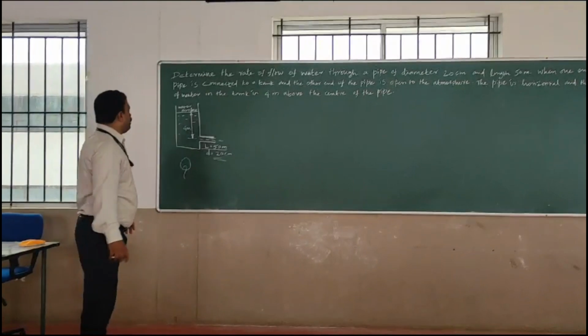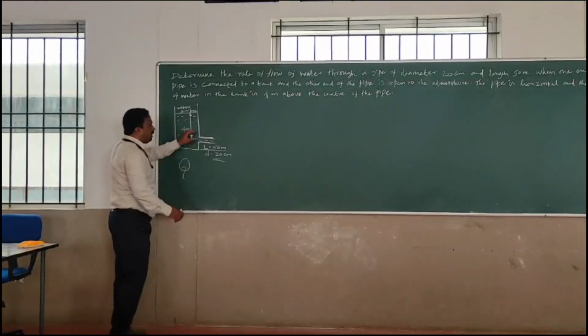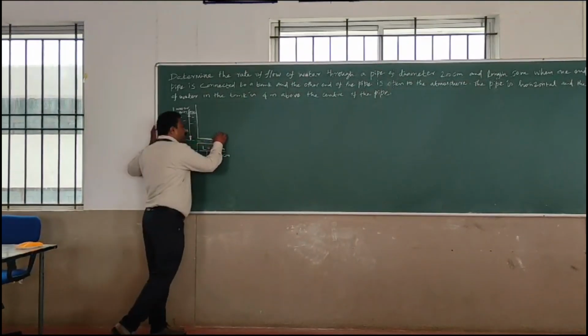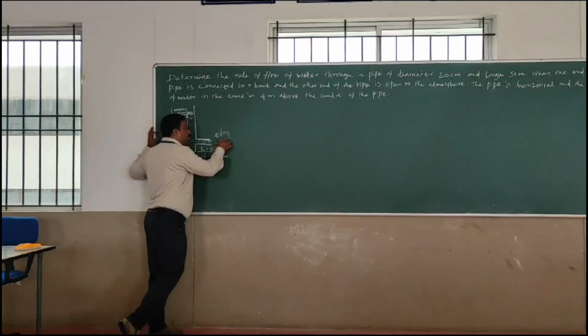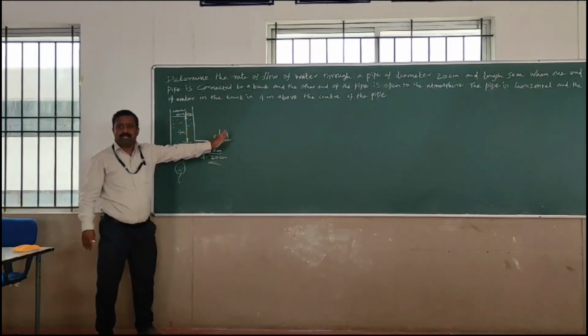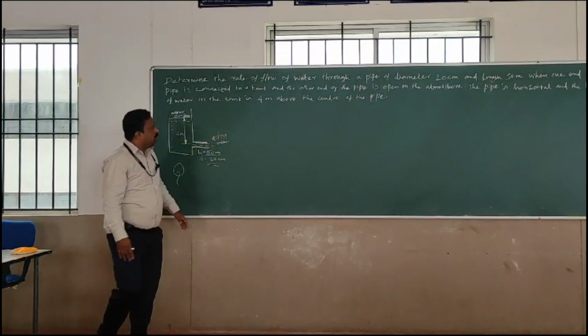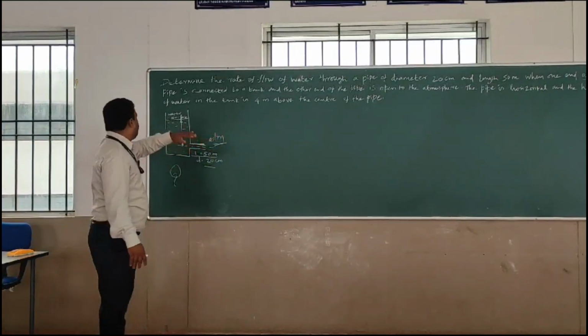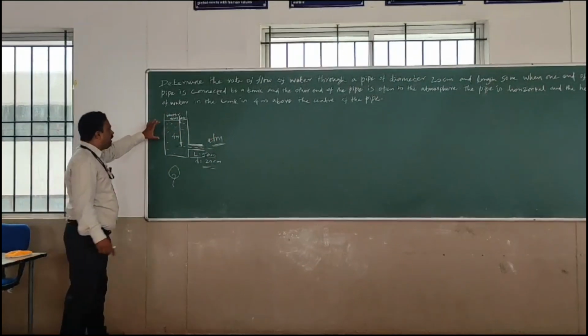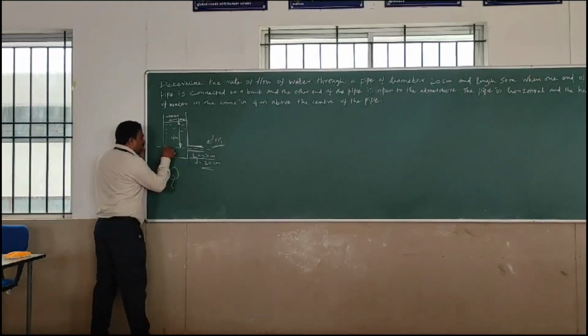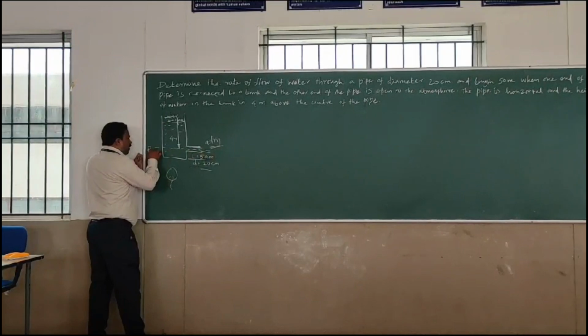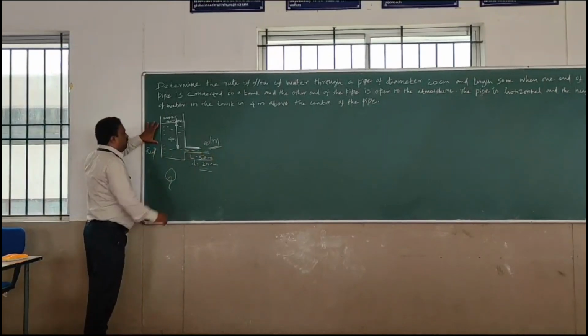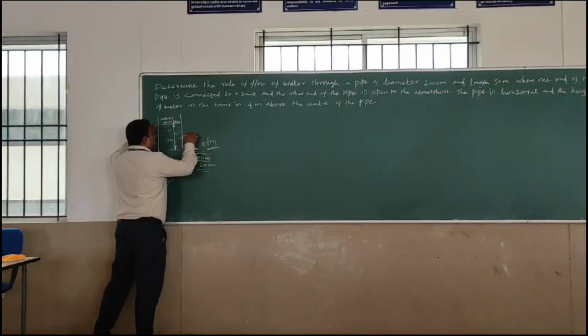One end of the pipe is connected to the tank and the other end is open to the atmosphere, so definitely it has to face the atmospheric pressure. The pipe is horizontal. The height of the tank is 4 meters above the center line of the pipe. This is the reference point. From here the surface will be 4 meters. So this is Z1.